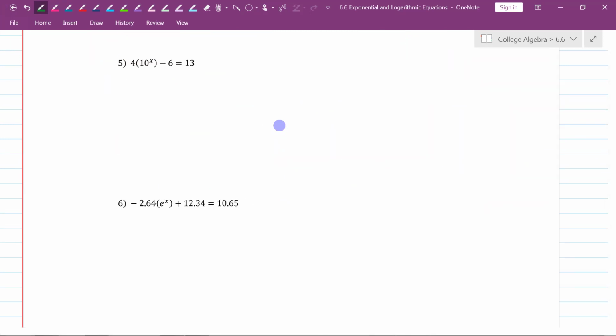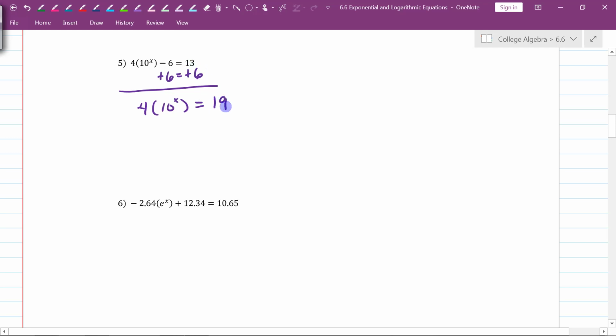Number 5. The first thing we want to do is make sure that we have just an exponential on the left-hand side of the equation. In order to do that, we're going to add 6 to both sides. I now have 4 times 10 to the x is equal to 13 plus 6 is 19. I still don't have the exponential by itself though. I need to divide both sides through by 4 to have that. So now I have 10 to the x is equal to 19 fourths.